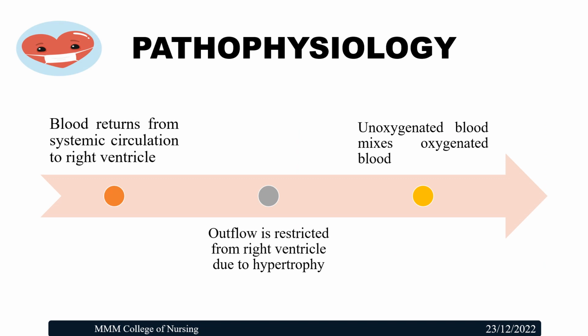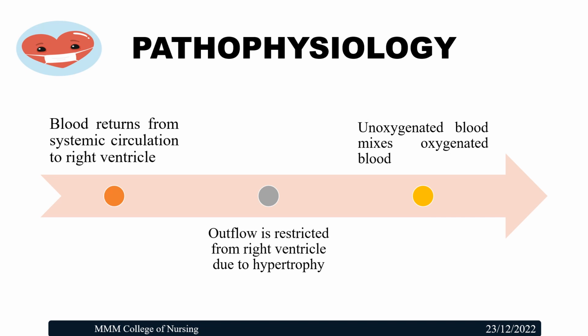Coming to the pathophysiology, the blood returns from systemic circulation to the right ventricle, but the outflow is restricted from the right ventricle due to the hypertrophy. So one of the defects is right ventricular hypertrophy. So the outflow is restricted, and the unoxygenated blood mixes with the oxygenated blood.